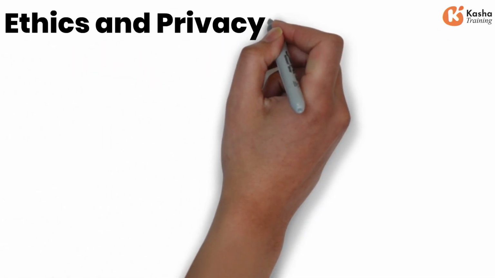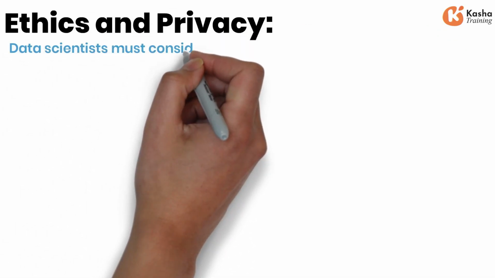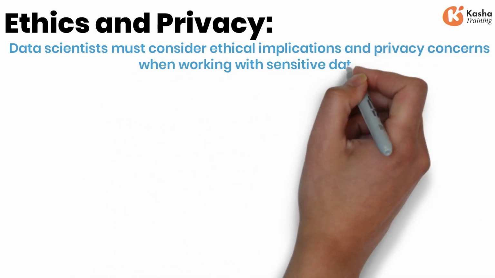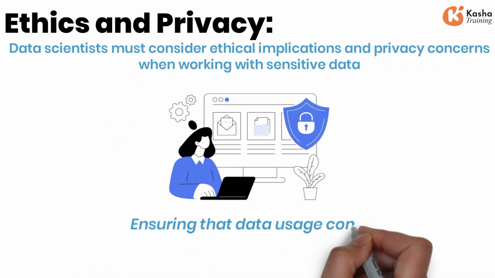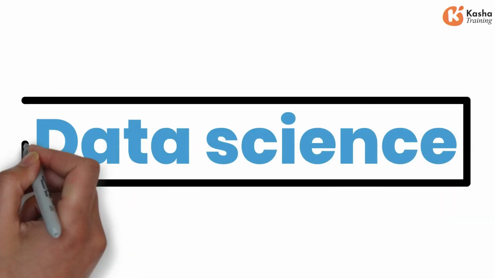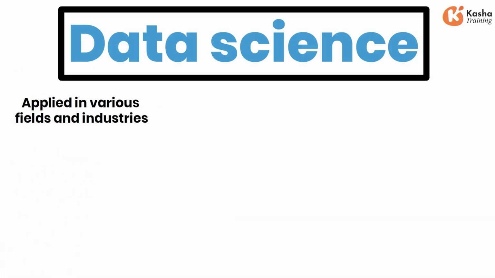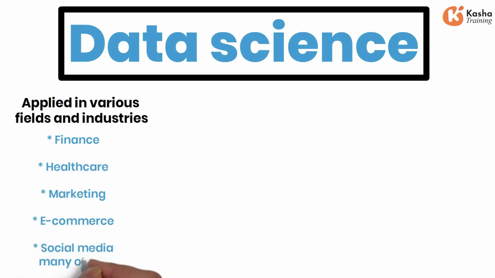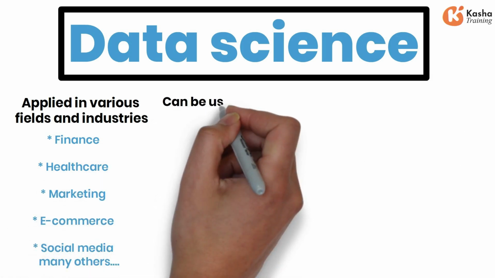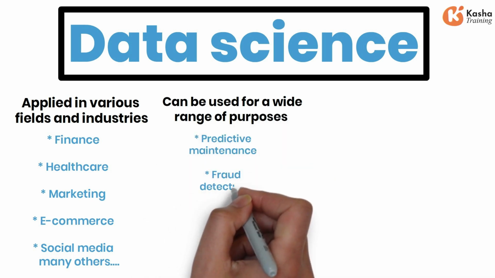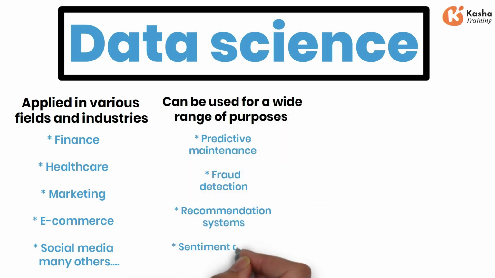Ethics and privacy. Data scientists must consider ethical implications and privacy concerns when working with sensitive data, ensuring that data usage complies with legal and ethical standards. Data science is applied in various fields and industries, including finance, healthcare, marketing, e-commerce, social media, and many others. It can be used for a wide range of purposes, such as predictive maintenance, fraud detection, recommendation systems, sentiment analysis, and more.